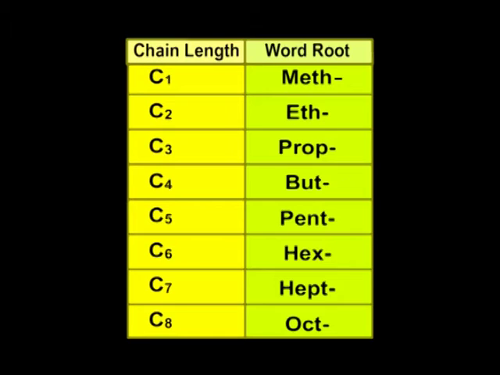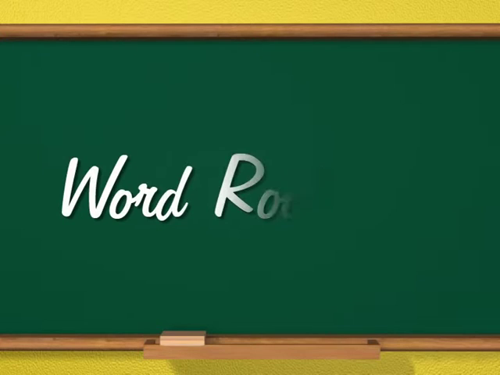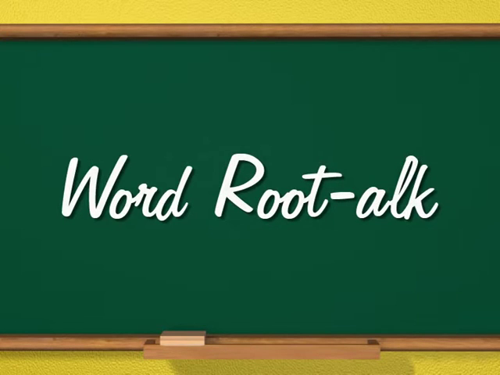Similarly, for C5, C6, C7 and C8, word roots are mentioned in the shown table. In general, the word root for any carbon chain is alk.